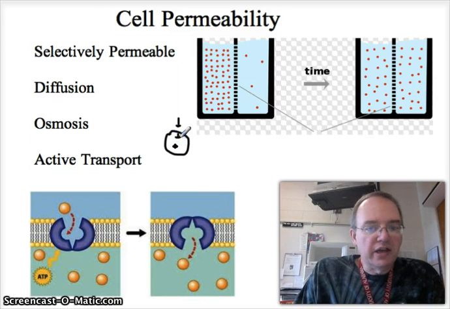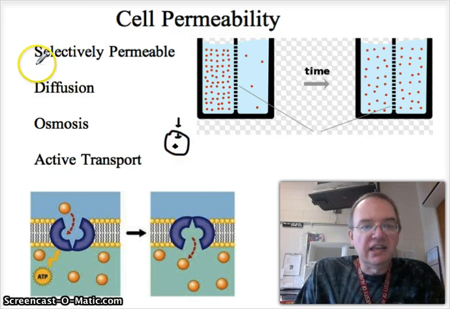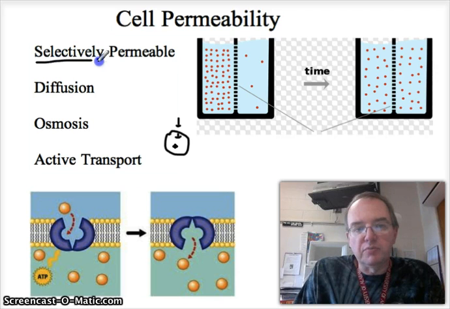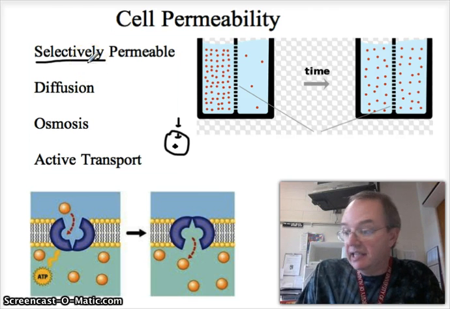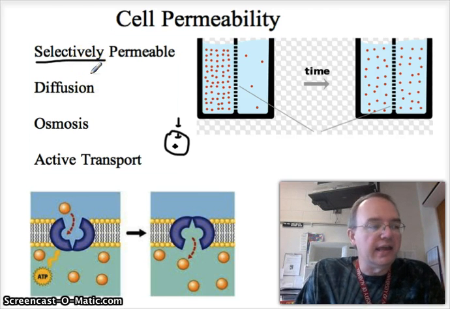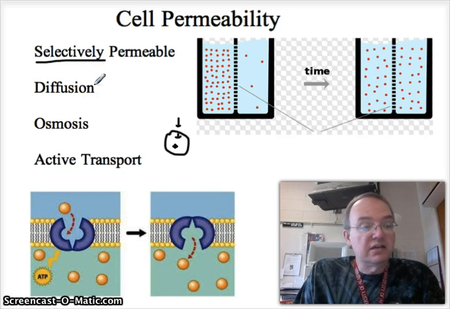The cell membrane in that case is called selectively permeable. Permeable means allows things in and out, and selectively, of course, means that it selects things to allow in and out. Some substances are allowed to pass, some are not.